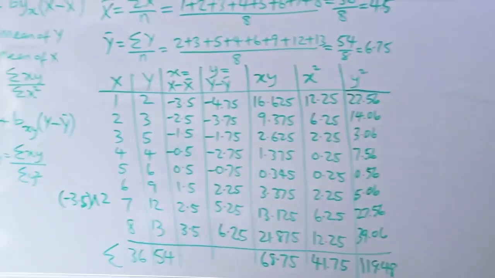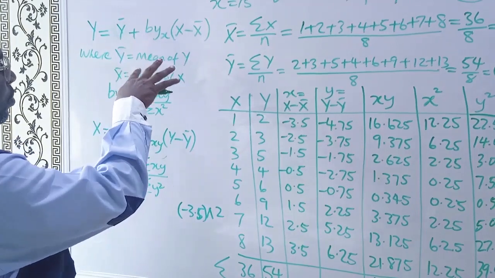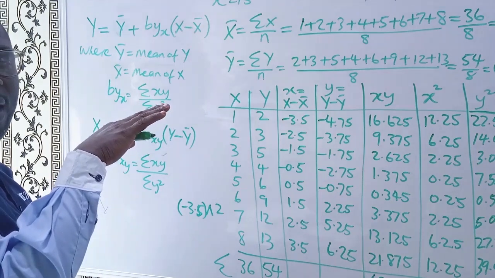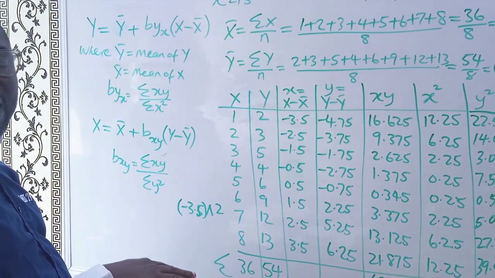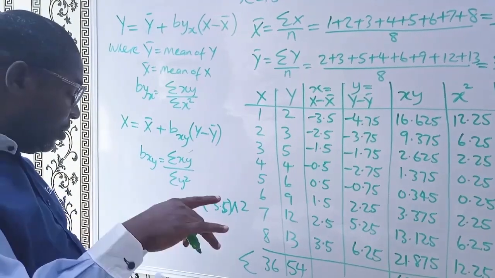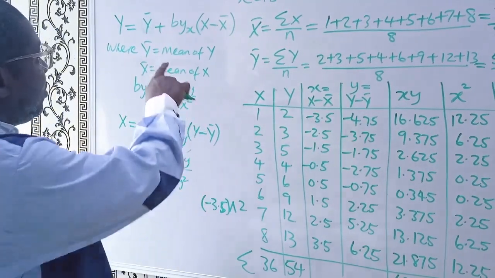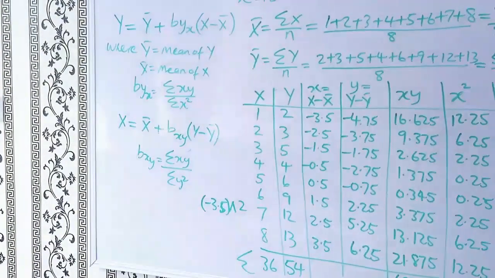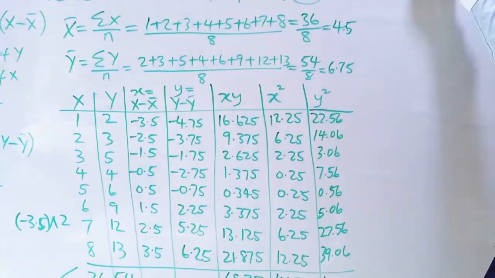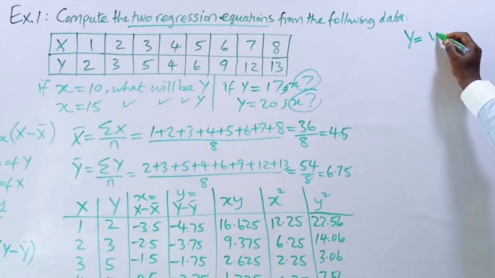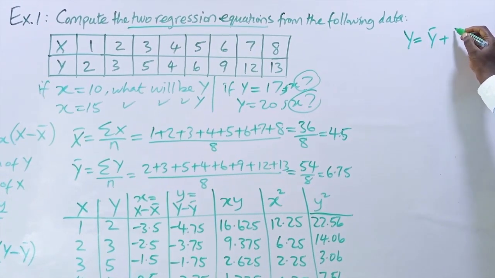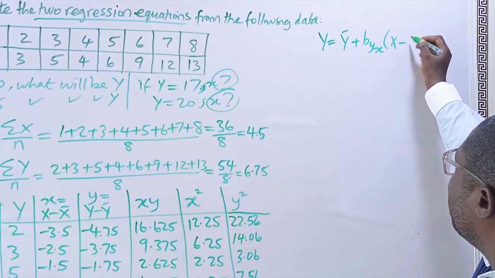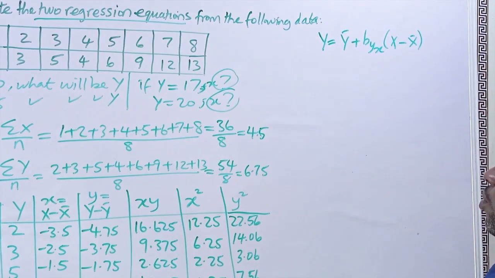This is where we now want to determine the regression equation, in that we want to determine y based on the value of x. So let's repeat this equation up here on our board. Can you follow me, please? So we have y is equal to y bar plus b y based on x, times x minus x bar. Okay, so what do we do with this?